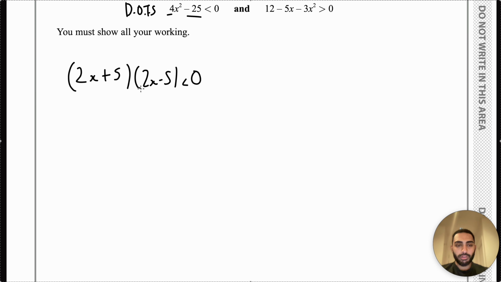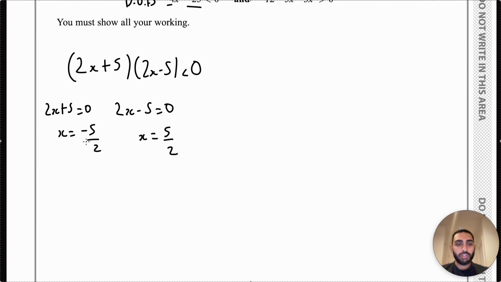Let's solve these to find the roots or where it's crossing the x-axis. So we have two things that multiply together to give 0. So that means one of these things will be equal to 0. So I'm going to do 2x plus 5 is equal to 0. I've set that equal to 0 and I'm going to set this one equal to 0. 2x minus 5 is equal to 0. Just taking away 5 and dividing by 2. So x would be equal to negative 5 over 2. And here x would be equal to 5 over 2. I'm going to write these as decimals because it'll just be easier to plot them.